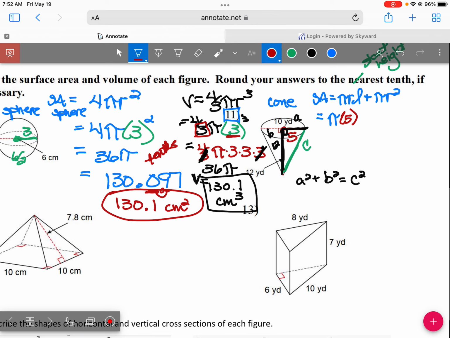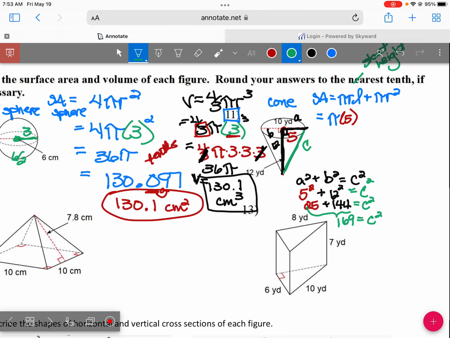So I'm going to say A is 5 squared plus B is 12 squared equals C, which I don't know, squared. 5 squared is 25 plus 12 squared is 144. That's equal to C squared. Always work down when you have an equation. Work downward. 25 plus 144 is 169.